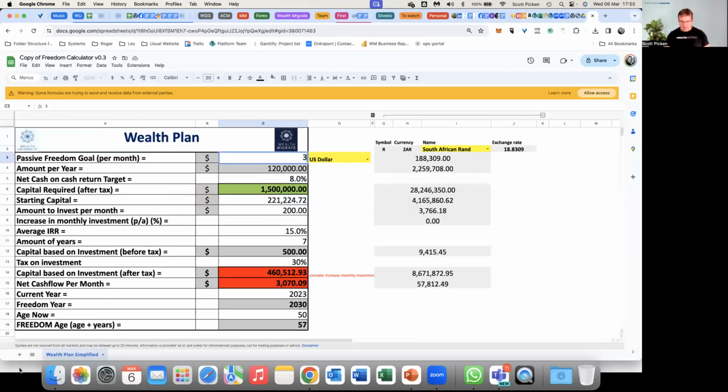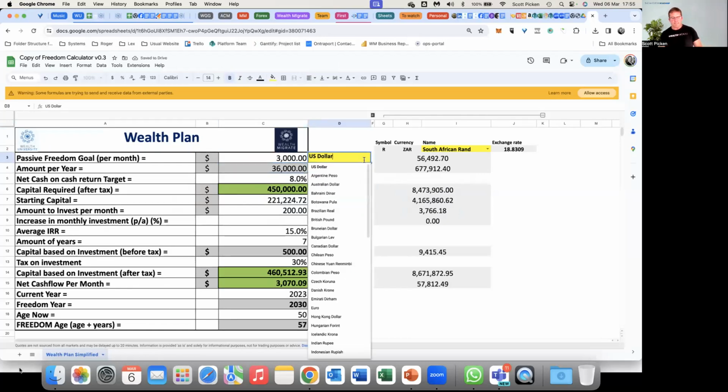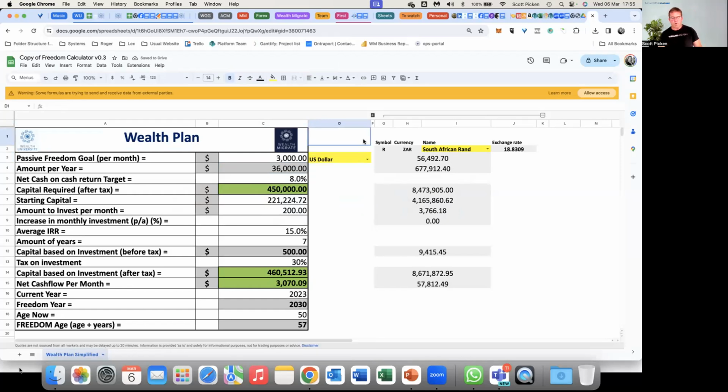I mean, this can be $3,000. It doesn't matter. You can make it whatever you like. And the beauty is this calculator is interactive. So you can put it in any currency you want and you can compare it to any currency. I would highly recommend that you use probably the US dollar as the reserve currency of the world. I'm not getting into a currency debate.